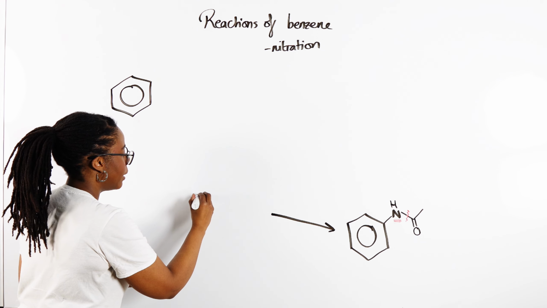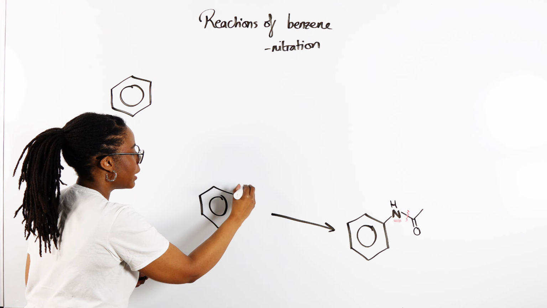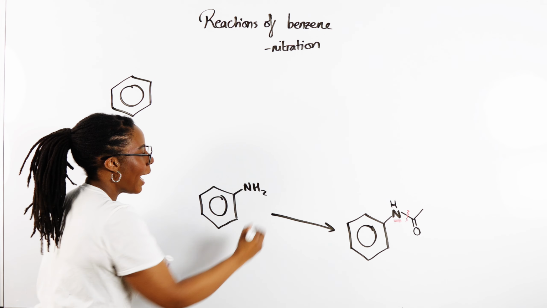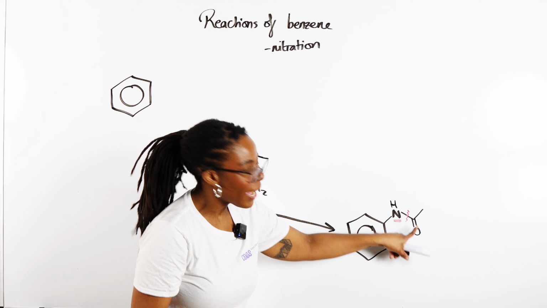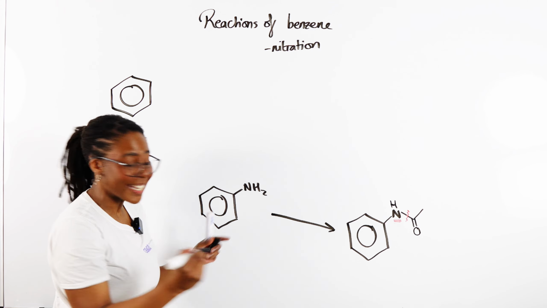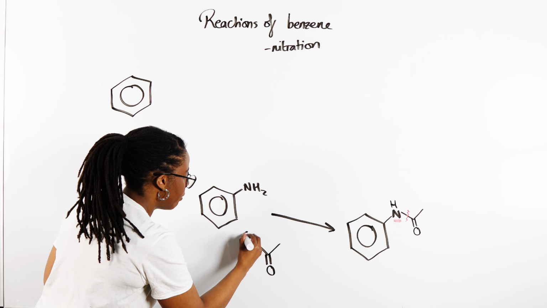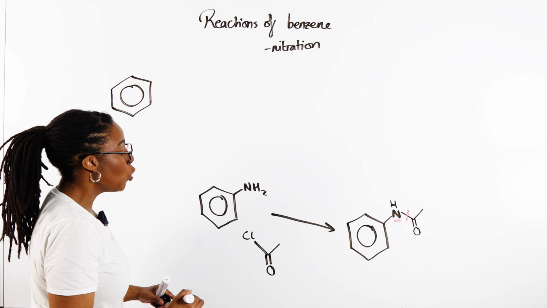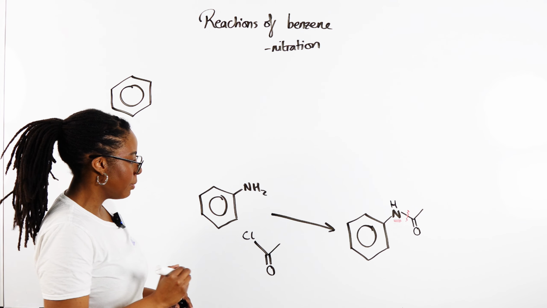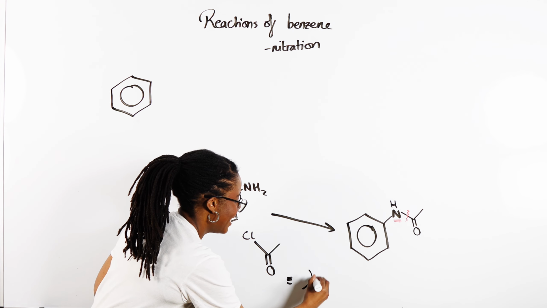our amine, phenylamine, so with an NH2 here, and this would have been our ethanoyl chloride. I'm going to draw it upside down just so you can see exactly where it came from, and then maybe I'll draw it the right way up afterwards so it looks less scary. Okay, ethanoyl chloride, which is the same as this.